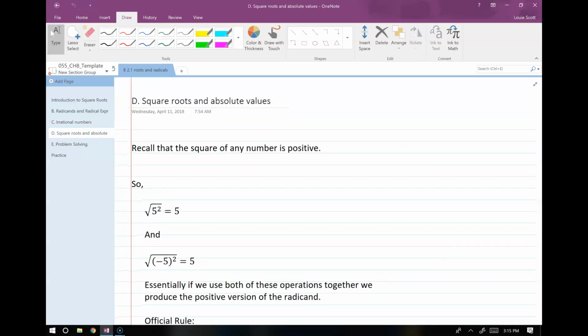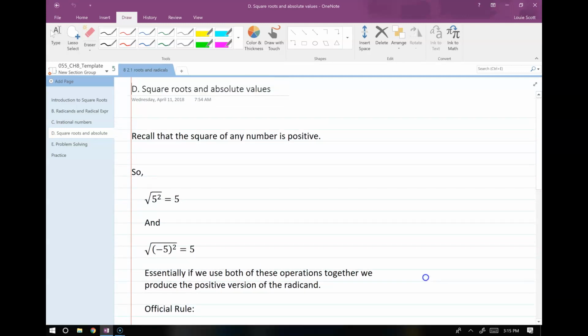Square roots and absolute values. So this is kind of a conceptual thing that you're definitely going to need for next year, but I'm not going to be a big stickler about this on the exam. It's more conceptual. So let's just take a look at two cases. This first case, we take the square root of 5 squared. 5 squared is 25, and the square root of 25 is 5.